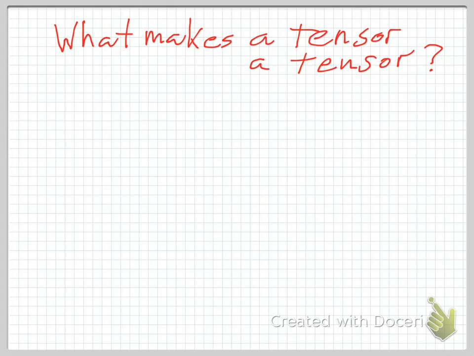What makes a tensor a tensor? Well, a tensor is a relationship between two vectors. So suppose I tell you that if we have this vector here, let's draw it properly. If we have this vector here and we apply some tensor to it, then the result will be this vector here. And the action of the tensor has been to change the one vector into the other.